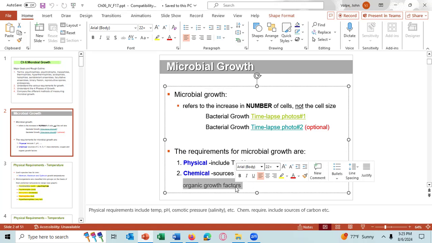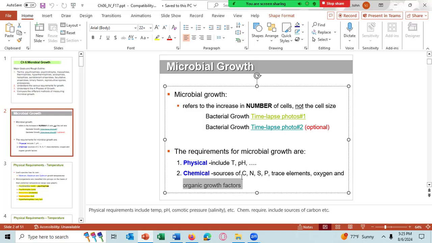Nobody has any idea what an organic growth factor is? Carbohydrates? No, that would be a source of energy as well as carbon for us, but that's a good guess. No, a vitamin would be an organic growth factor, like vitamin C. We must have it because we can't make it. And if it's not in our diet, we will become sick and eventually we will die, meaning we do require vitamin C as well as all vitamins. And that's why it's called an organic growth factor.